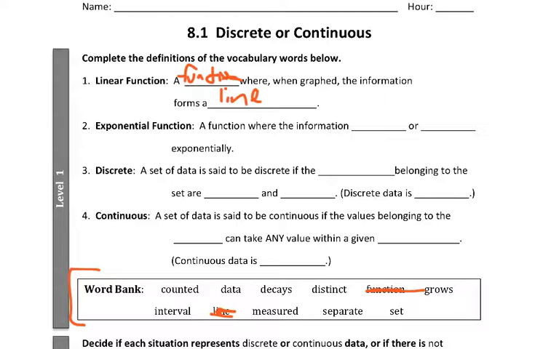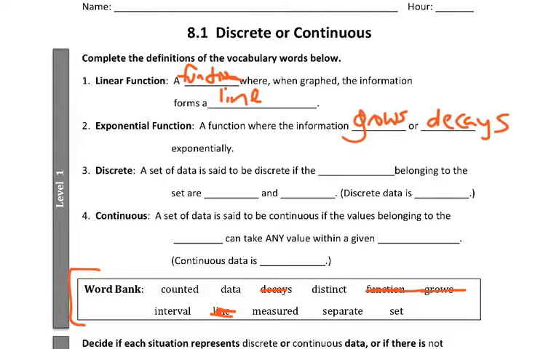Now, let's talk about an exponential function. An exponential function is a function where the information, we're going to say, grows or decays exponentially. Now, you have seen geometric sequences. Geometric sequences are a type of exponential function. So that shouldn't be too weird. It's just like things that are going to grow or shrink exponentially.